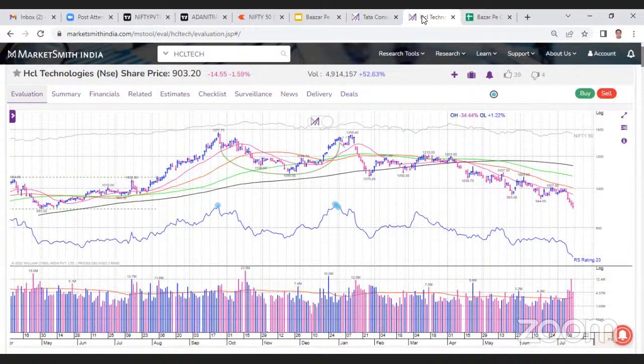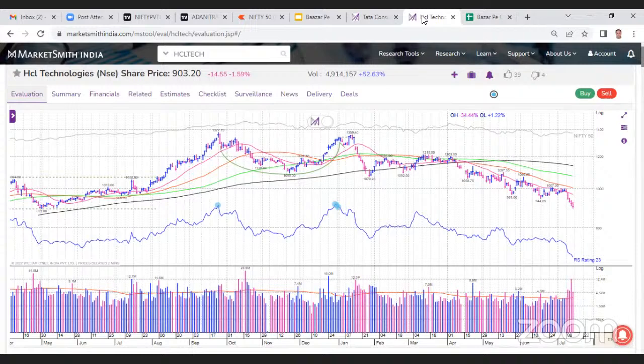So there are two strategies. One is bottom fishing, but bottom fishing should be restricted to quality stocks only. Quality stocks means TCS, Infosys, HCL, that's it. Do not focus on mid cap. Even small cap, forget it. I would not suggest anybody to focus on mid cap. Focus only on these stocks for long-term bottom fishing.